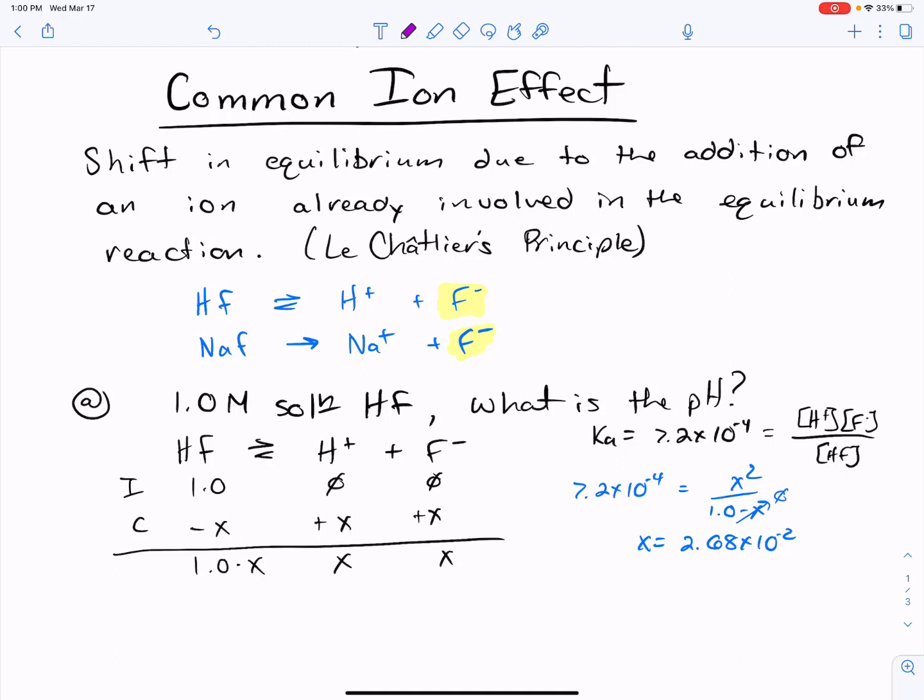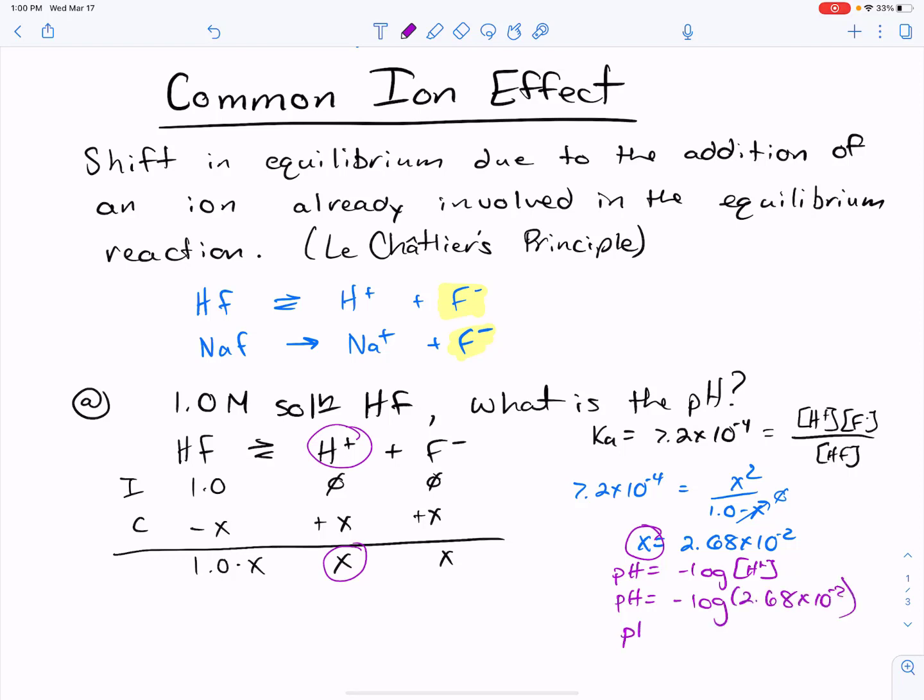Now it's important to remind yourself at this point, what does x stand for? X stands for hydrogen ion concentration. So because of that, we can say pH equals negative log of my hydrogen ion concentration. Therefore, pH equals negative log of 2.68 times 10 to the negative 2, or, plugging that into your calculator, my pH equals 1.57. And so there's my pH for this solution.